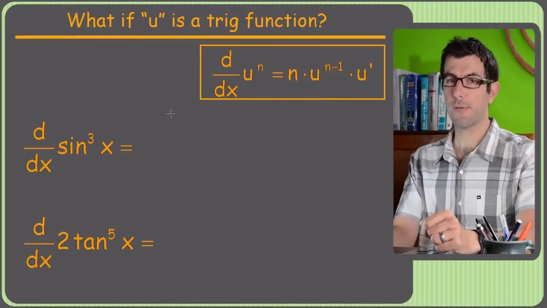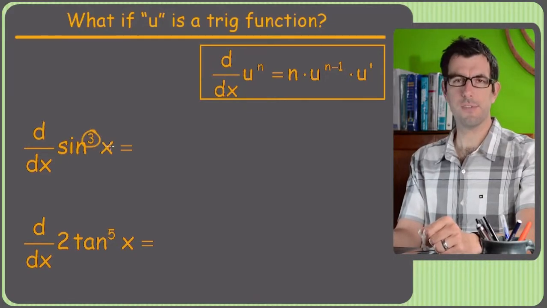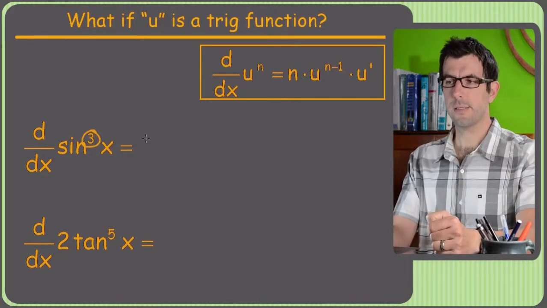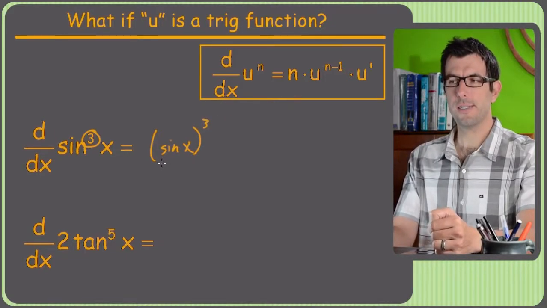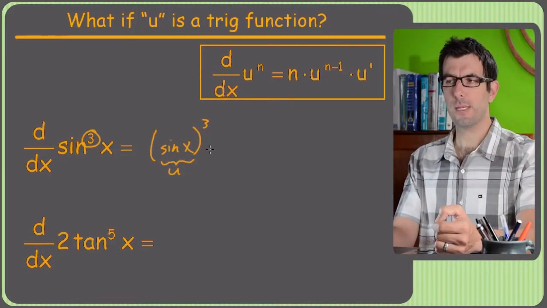Alright, what if our u is a trig function? Now, I mentioned this before that when you have a 3 on a sine of something, really that's a power rule situation. Because if you rewrite this, this is really the sine of x raised to the third power. So doesn't the sine x all of a sudden look like my u? Because it's the thing that's getting raised to a third power? Yeah, so we can still use the power rule.